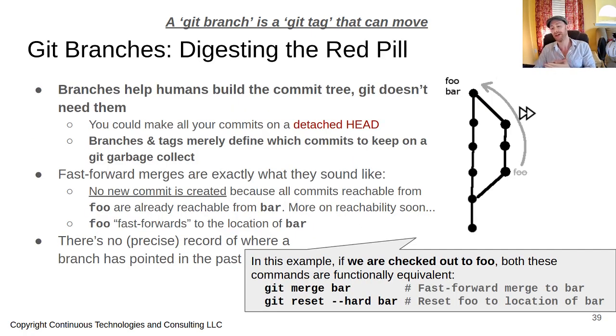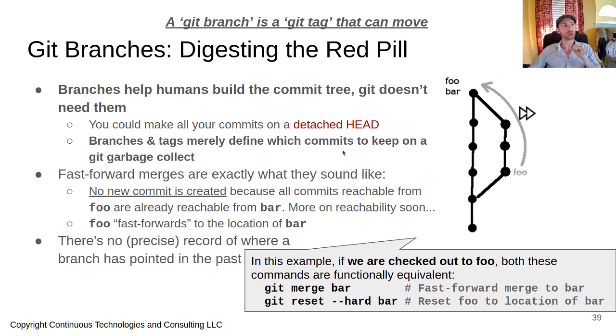Now, for those of you that are a fan of the Matrix, you may start to realize the downstream consequences of digesting the red pill here. You'll start to realize that branches only exist for the humans. Git doesn't actually need them. Meaning, you may have run across this if you've used Git before, that if you're not on a branch, Git will tell you, hey, you're on a detached head. All that means is that you're checked out to a particular commit that no branch exists on. That's actually okay, and you can make commits off of a detached head as much as you want, and you can merge with commits referencing their SHA-1 number.